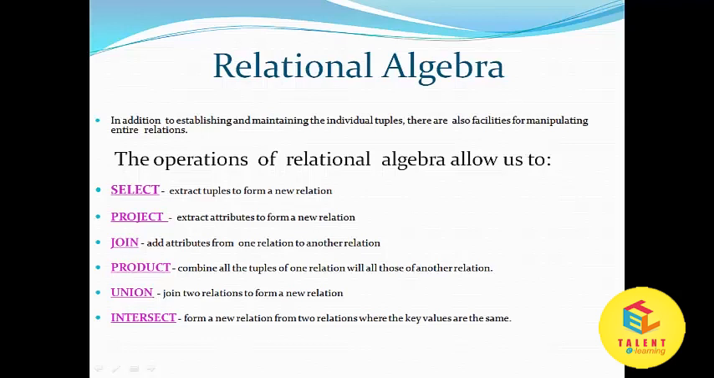Product. It is used to combine all the tuples of one relation with all those of another relation. Union. It is used to join two relations to form a new relation. And intersect. It is used to form a new relation from two relations where the key values are the same.